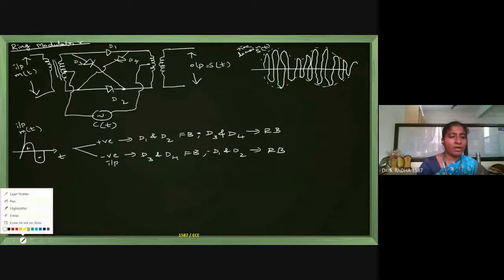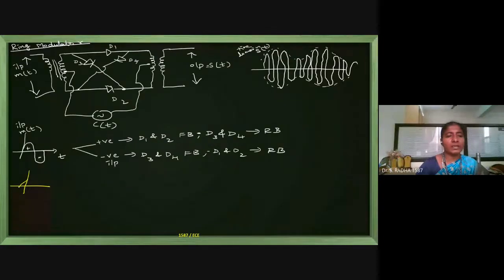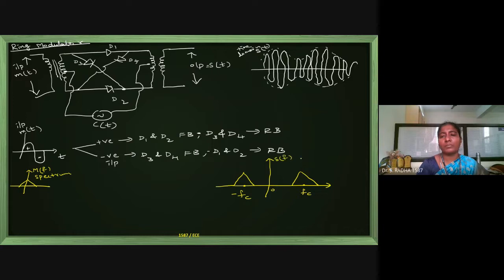In the frequency domain, we already know, if the input spectrum M of f is one triangle here, the output spectrum will be at plus fc and at minus fc. Triangles will be present at plus fc and minus fc, which means the center triangle is shifted right and left. This is the spectrum of the output in DSBSC.